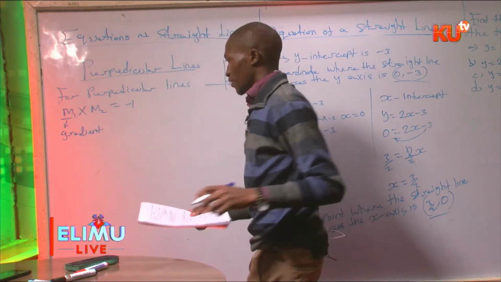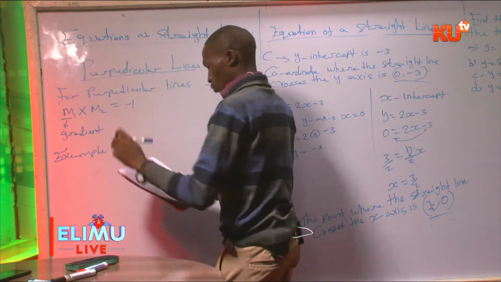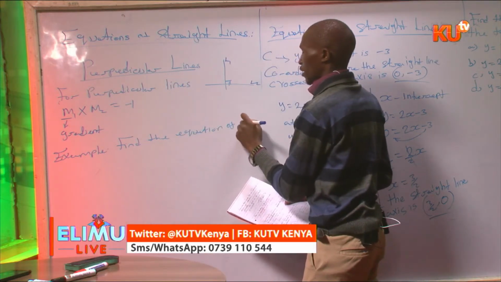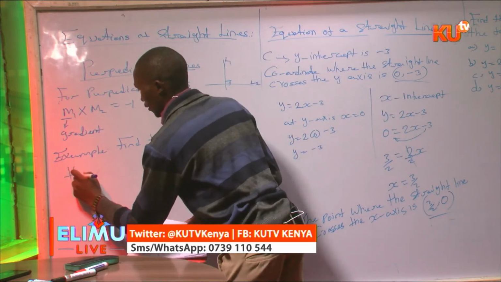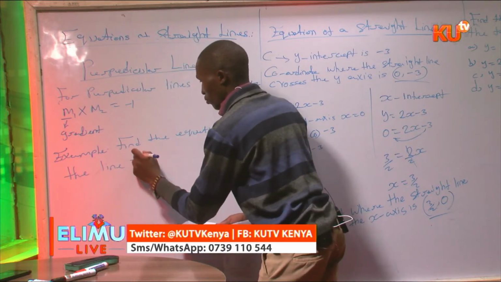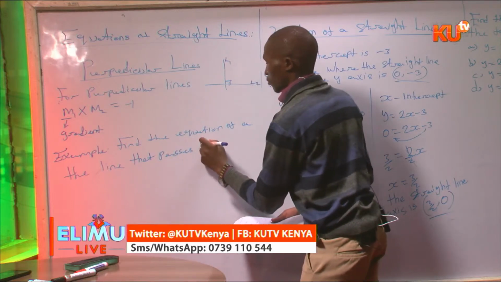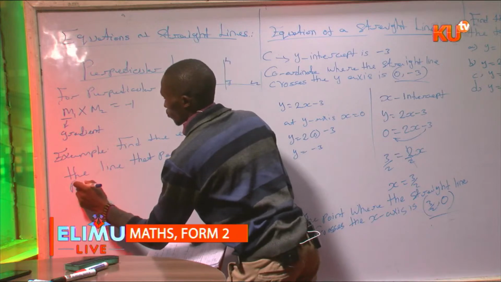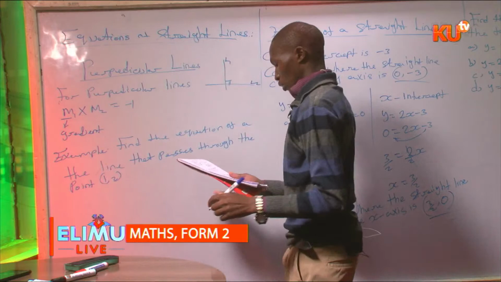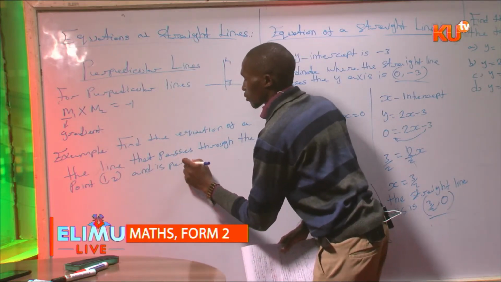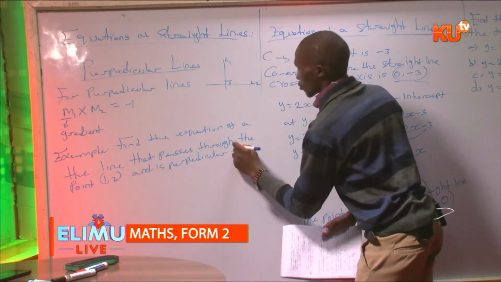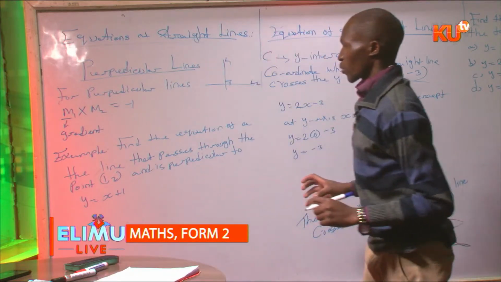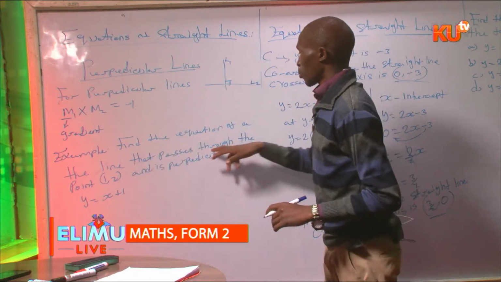For example, you have an example here. Find the equation of the line that passes through the point (1, 2) and is perpendicular to y equals x plus 1. We are supposed to find the equation of the line that passes through the point (1, 2).